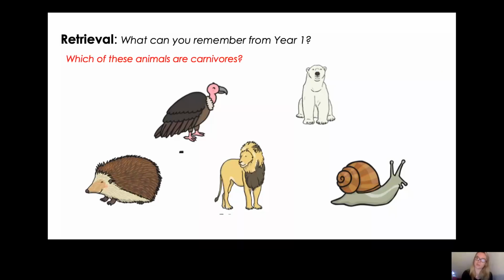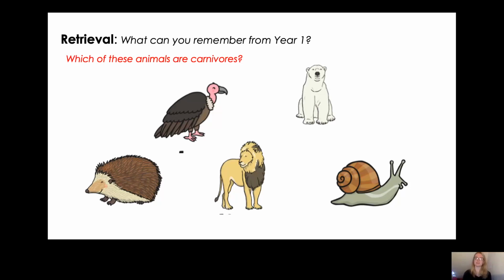So here's your first quiz question. And now there are 3 questions, and I'm going to explain each question to you, and then leave you to pause the video and have a think. Then we'll come back to the video to go through the answer before moving on to the next question. So number 1 says, which of these animals are carnivores? What is a carnivore? Well, we've got a vulture, a polar bear, a hedgehog, a lion and a snail. Can you pause the video now and see if you can remember which of these animals are carnivores?